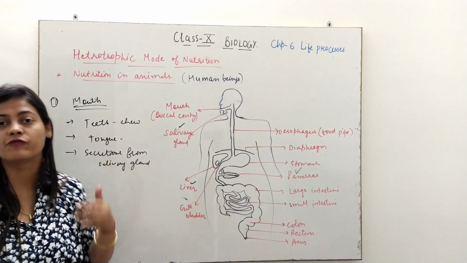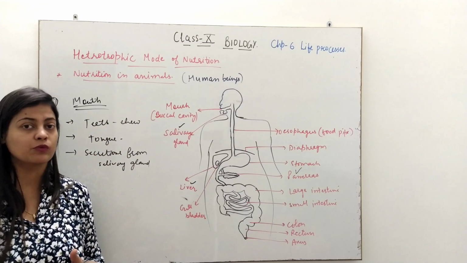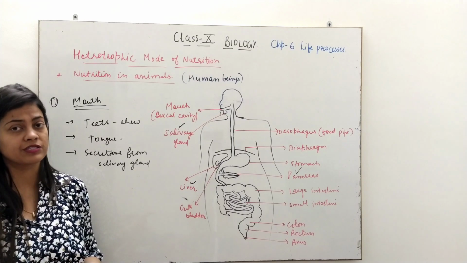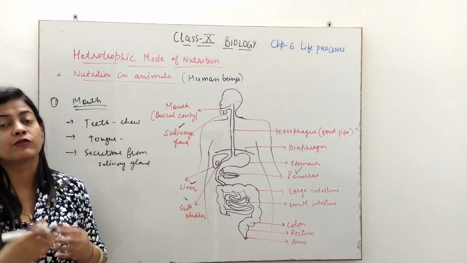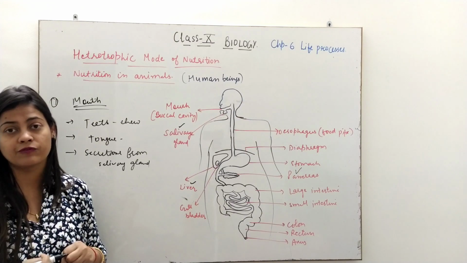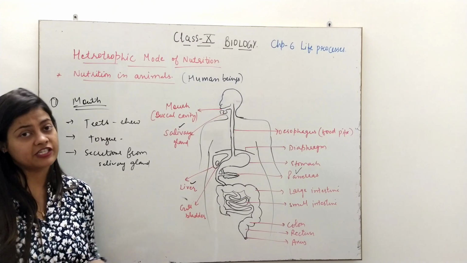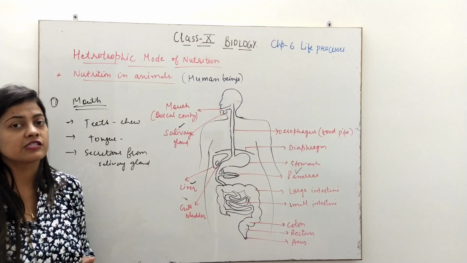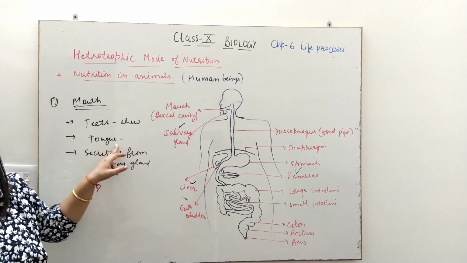And we know that we have 4 types of teeth in our mouth: incisors, canines, premolars, molars. They have different functions. Incisors help to cut the food; canines and premolars help to grind the food, chew the food into pieces. That is why the teeth help in digestion somewhere, because they are converting the hard food into small pieces. Then the second one is the tongue.